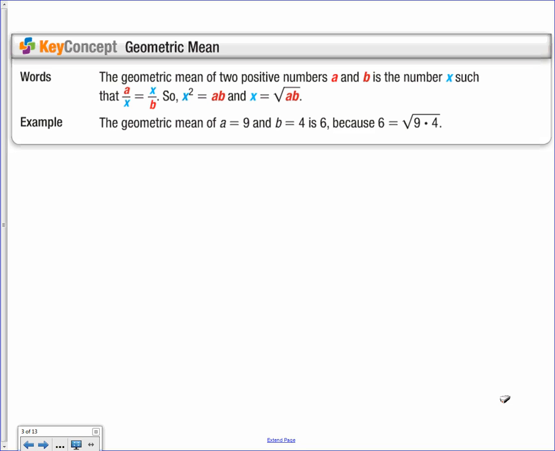You can think about that 9 times 4 in two different ways. 9 times 4 is 36, so the square root of 36 is 6. Or again, you can think about it as 9 and 4 are both perfect squares, so the square root of 9 is 3, and the square root of 4 is 2. 3 times 2 is 6. We'll look at some more examples of that on one of our next slides.